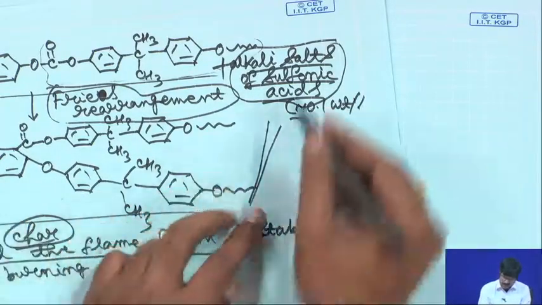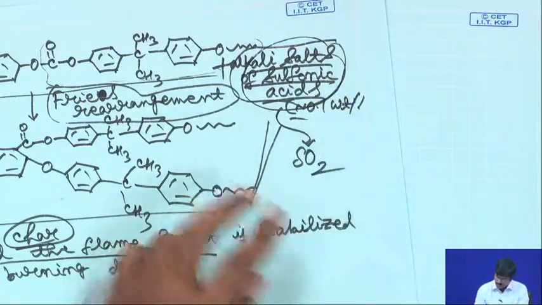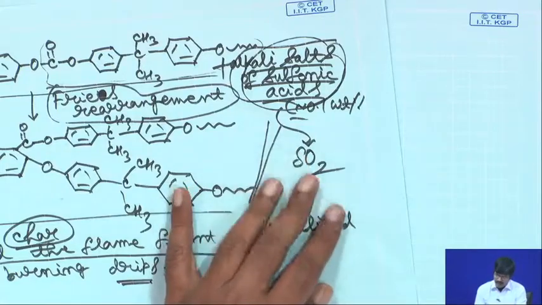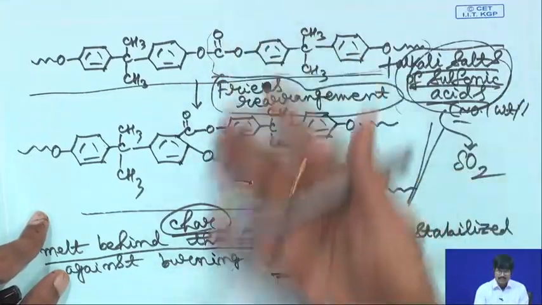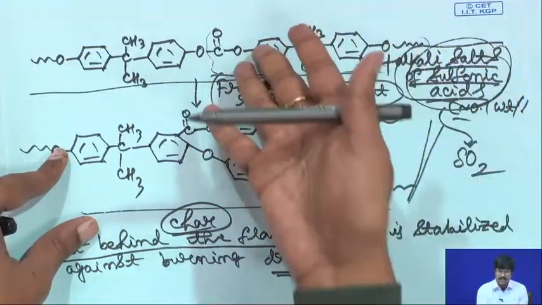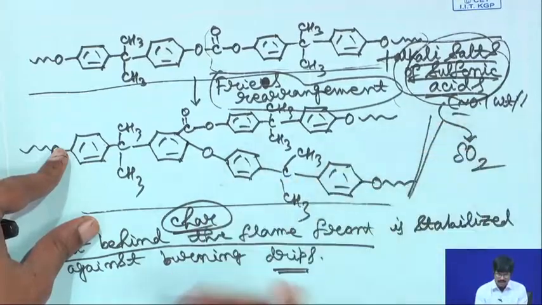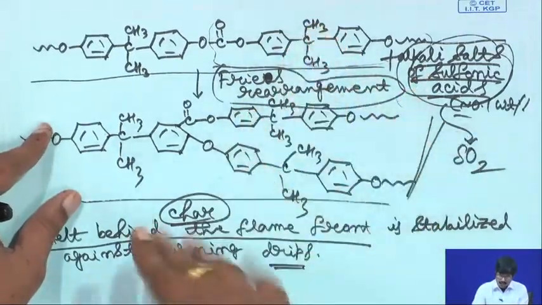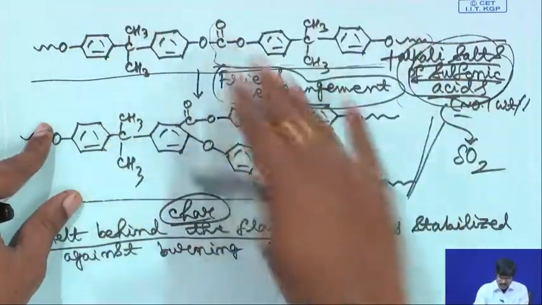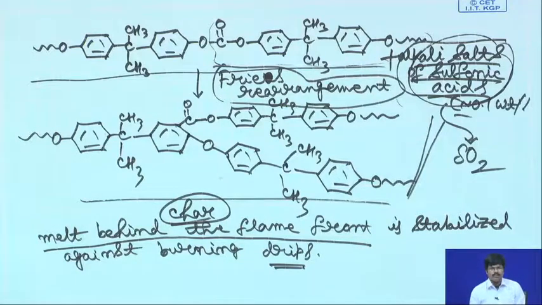It is basically a potassium salt of sulfonic acid; it decomposes and produces sulfur dioxide, and this sulfur dioxide is a powerful catalyst for this cross linking reaction, the Fries rearrangement reaction, at this high temperature. This small amount of additive is added in your parent BPA polycarbonate, and by releasing sulfur dioxide it catalyzes this cross linking reaction, and then the melt is stabilized from the reach of the burning drip or the flame front. Okay. So, that is the principle through which the flame retardant property of the BPA polycarbonate works.